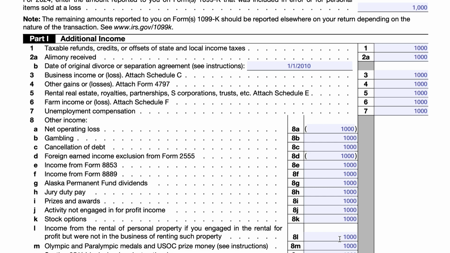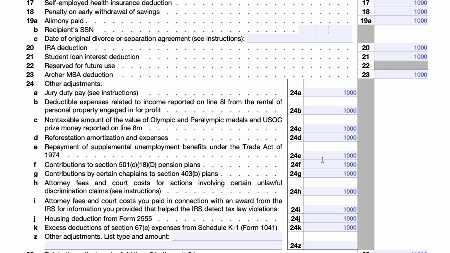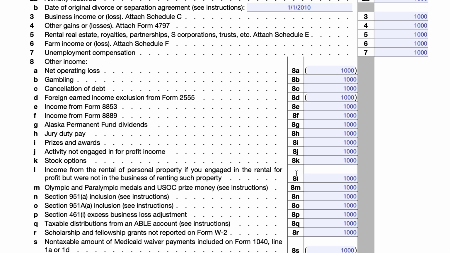Line 8M, we talked a little bit about it. Basically, if you're an Olympic athlete and your adjusted gross income is less than $1 million, then technically anything you report here is going to be non-taxable income. You should include the amount that's on your Form 1099-MISC here, and then you would subtract it on line 24C up here. So basically it's a wash, the non-taxable amount. So again, for those Olympic athletes or Paralympic athletes that have an adjusted gross income of less than $1 million, $500,000 if you're married filing separate returns.